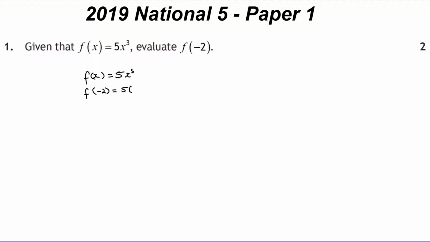So 5 times negative 2 cubed. Negative 2 cubed, we do the power first. That's your order of operations. Negative 2 cubed is negative 8. That's negative 2 times negative 2 times negative 2. That gives you negative 40. And that's you finished for your 2 marks.